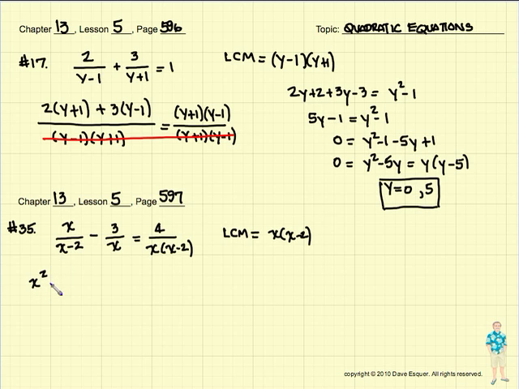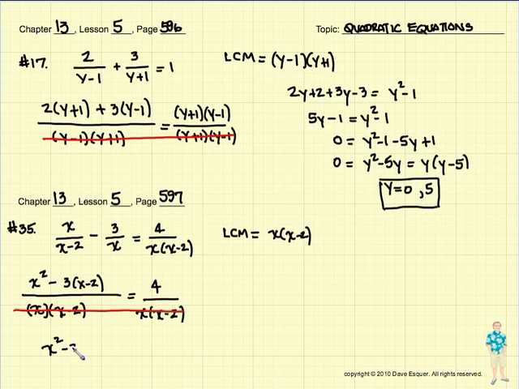So we have x squared minus 3 times x minus 2 divided by x times x minus 2. Turns out to be 4 divided by x times x minus 2. I made my LCM x times x minus 2, so I crisscross the x times the x, numerator denominator, minus numerator times the opposite denominator, and I got the same thing. So I can cross out my denominators because they're exactly the same.